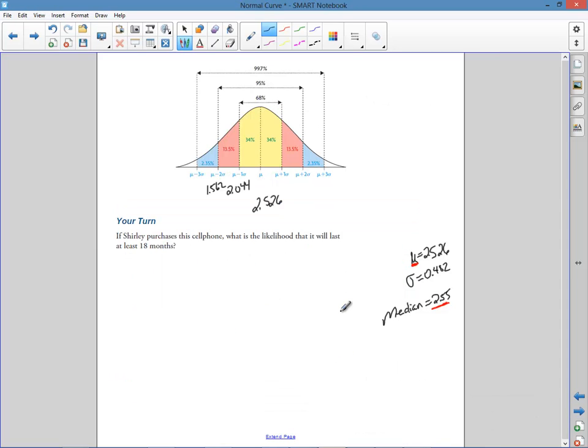Okay, the your turn question. Shirley purchased this cell phone, what is the likelihood it will last at least 18 months? So we want 18 months or greater. We need to keep that in mind.